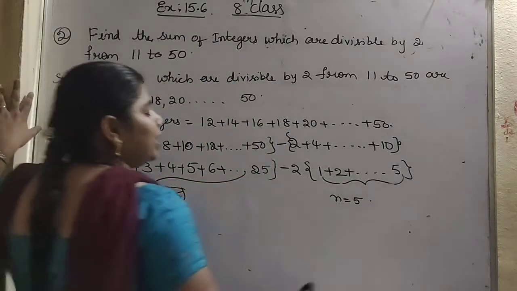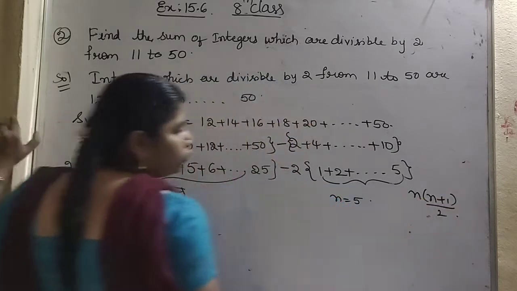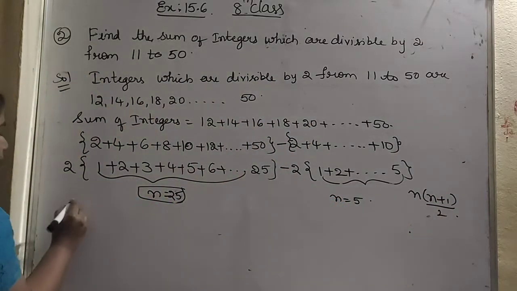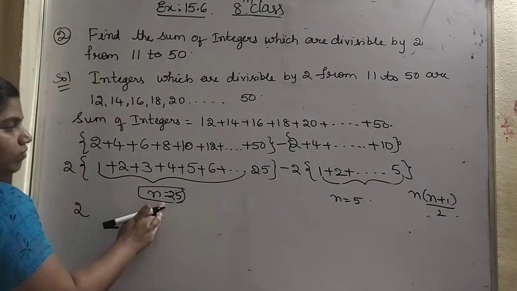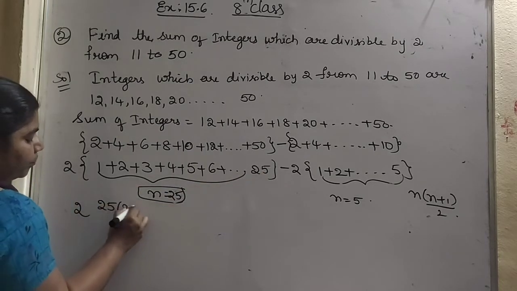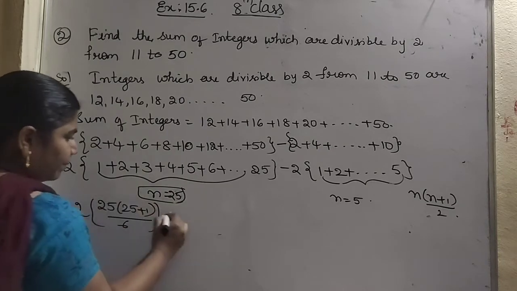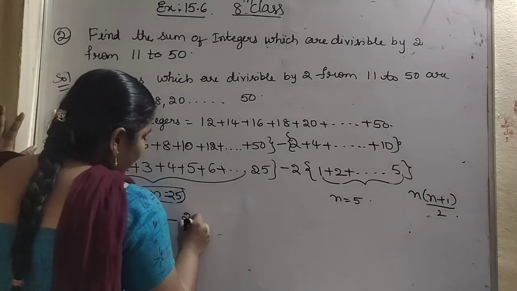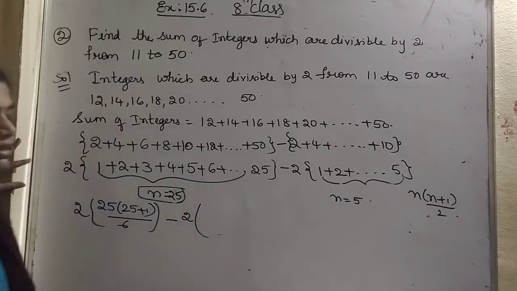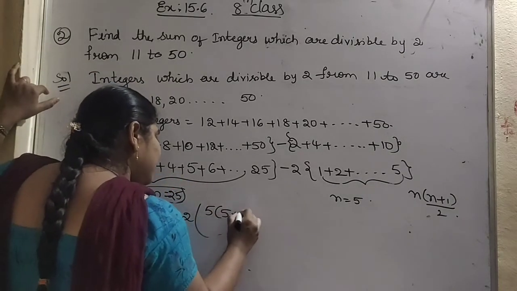So which formula are we applying? We are applying the n into n plus 1 by 2 formula. So this 2 I am writing as it is. Here n value is 25. I am applying the formula, that is 25 into 25 plus 1 by 2 minus, here this 2 I am writing as it is. Again I am using the formula, n value is 5. So 5 into 5 plus 1 by 2.